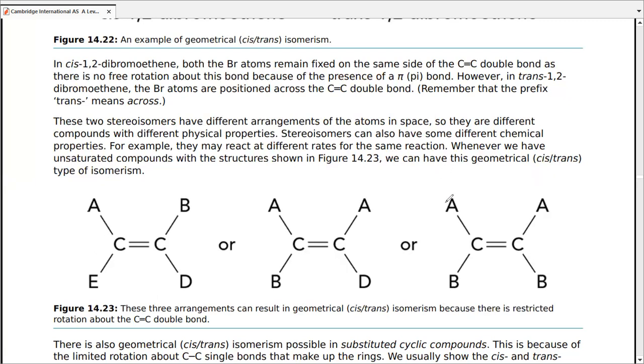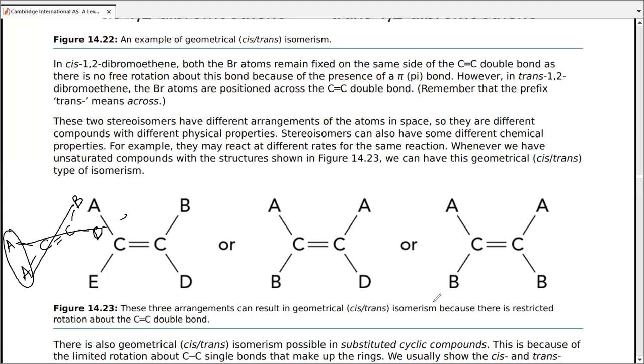So again, keep in mind that this, my bad, is not a cis or a trans isomerism. Let's call it a D. Because these two sides together are not geometric or cis-trans. This is not even an example.